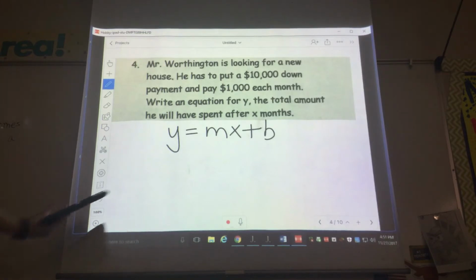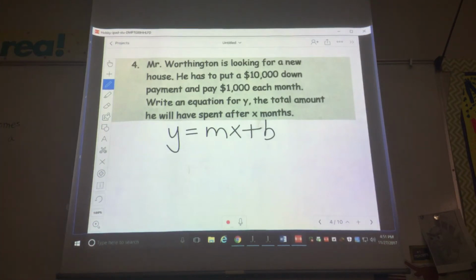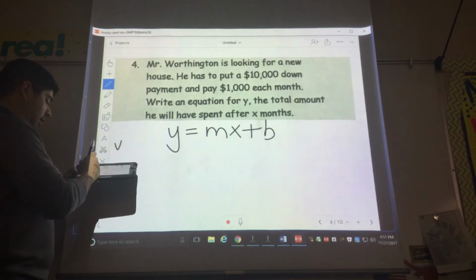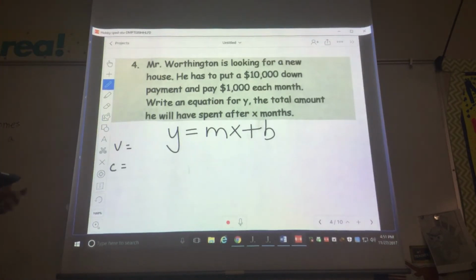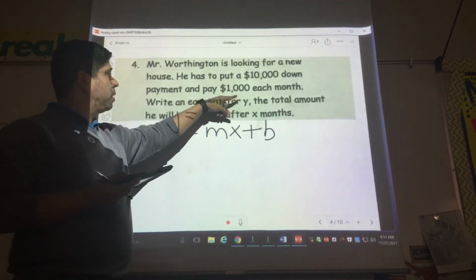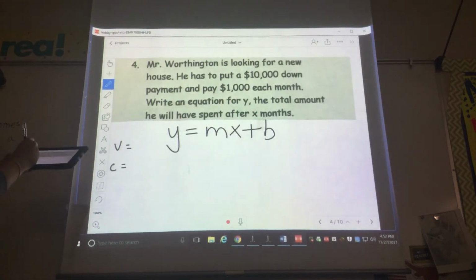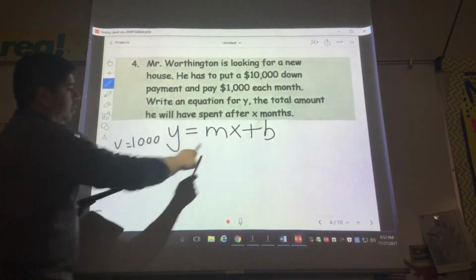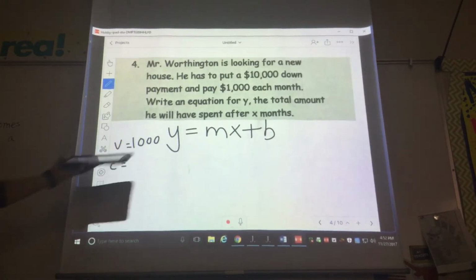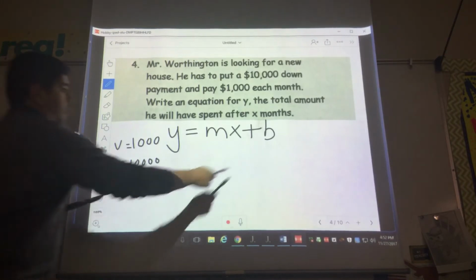So our slope, or what is going to be our constant or variable, okay? The variable is the same thing as the slope. Our constant is the same thing as the y-intercept. So the variable is what's going to go with the x. Is $10,000 going down each month, or is $1,000 going down each month? It's the $1,000 each month. So that's going to be my variable, 1,000. $10,000 down is the constant, or my y-intercept. So 10,000 is what's going to go here.